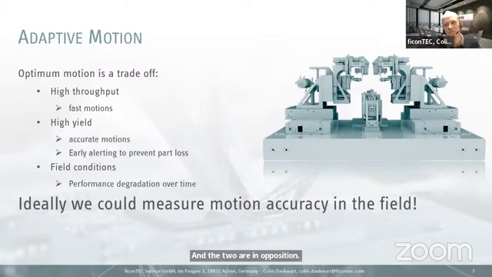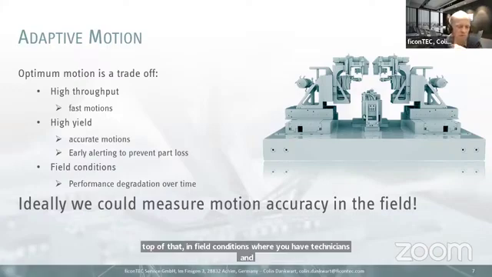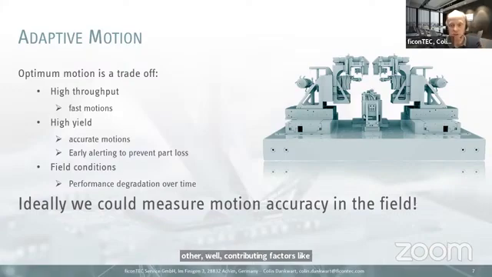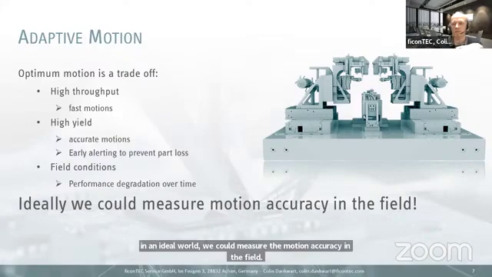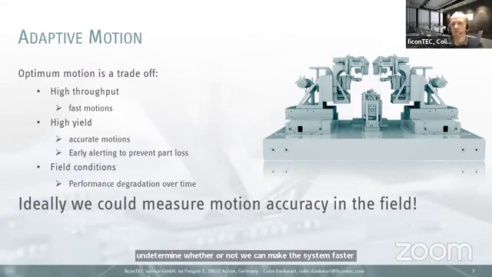And on top of that, in field conditions where you have technicians and other contributing factors like degradation of things over time, or repairs that are being done, the trade-off between the two factors changes over time as well. So in an ideal world, we could measure the motion accuracy in the field and determine whether or not we can make the system faster, or if it should slow down and be more accurate in order to not lose parts.